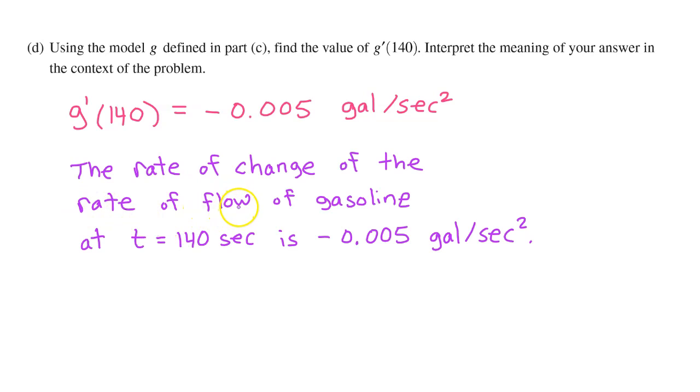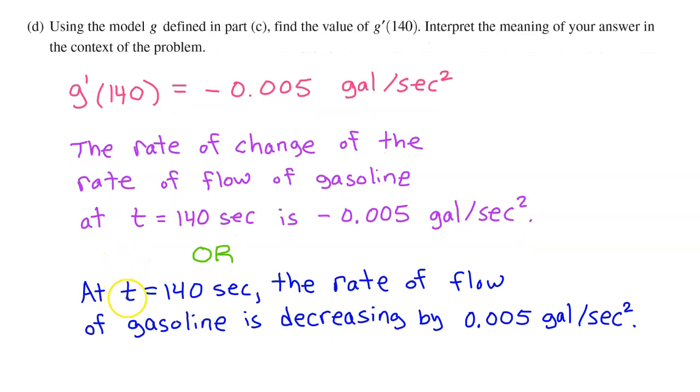Here is a very direct way to interpret your answer. We know that taking the derivative of a function means finding the rate of change of that function. But since g of t is already the rate of flow, g prime will be the rate of change of the rate of flow. So we could say the rate of change of the rate of flow of gasoline at t equals 140 seconds is negative 0.005 gallons per second squared. Make sure you include both of these units, seconds and gallons per second squared.